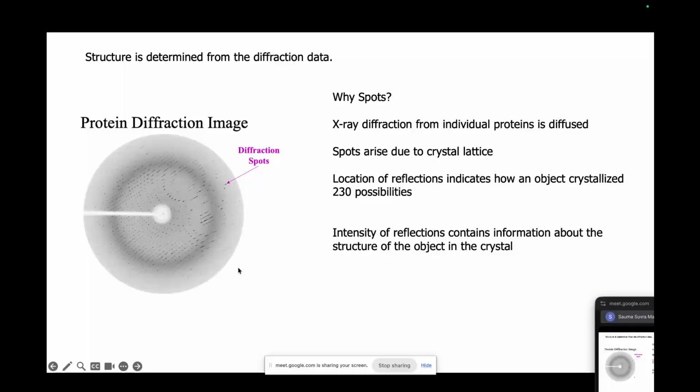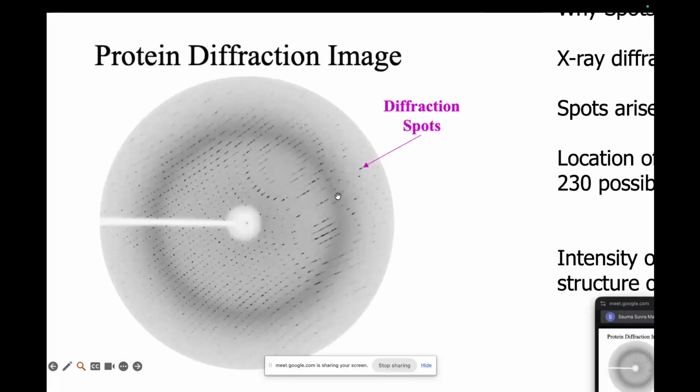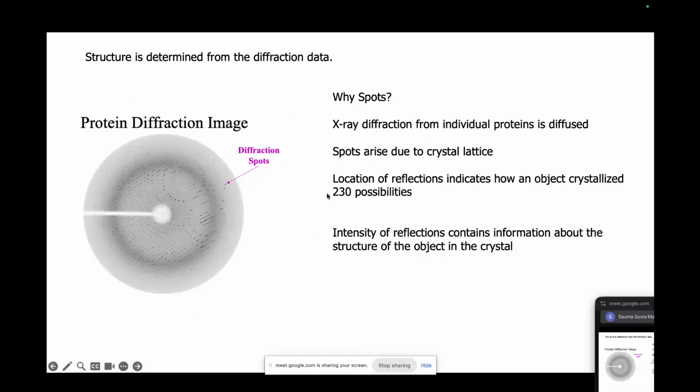And after you have done the experiment, this is the kind of result that you're going to find. So this is a diffraction image, and these dots are basically the spots at which diffraction has occurred. So why are these spots generated? Because the lattice structures inside the protein crystal diffract light, and based on that diffraction, these spots are created. And the intensity of these reflections actually contains information of the structure of the object inside this crystal.